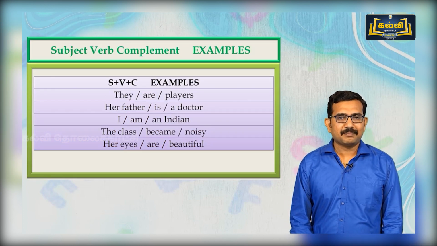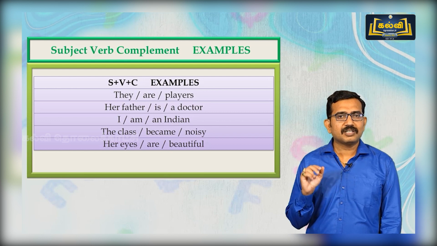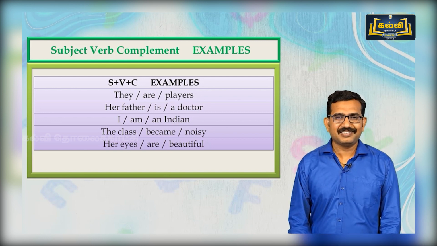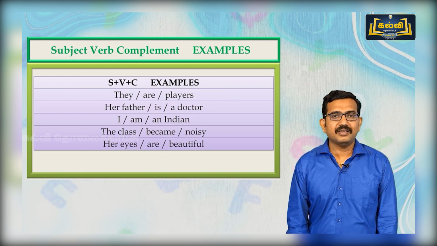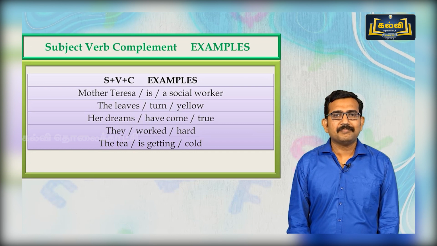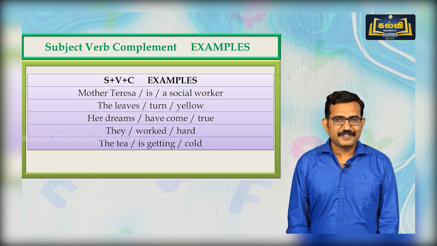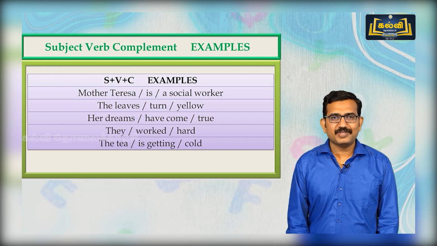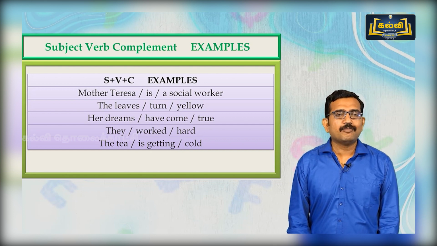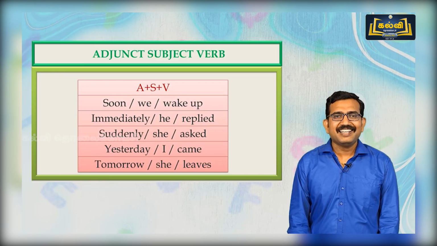We'll check some examples. They are players. Her father is a doctor. Check this: when you remove the complement, the sentence will be incomplete. I am an Indian. The class became noisy. Her eyes were beautiful. Mother Teresa is a social worker. The leaves turn yellow. Her dreams have come true. They worked hard. The tea is getting cold.